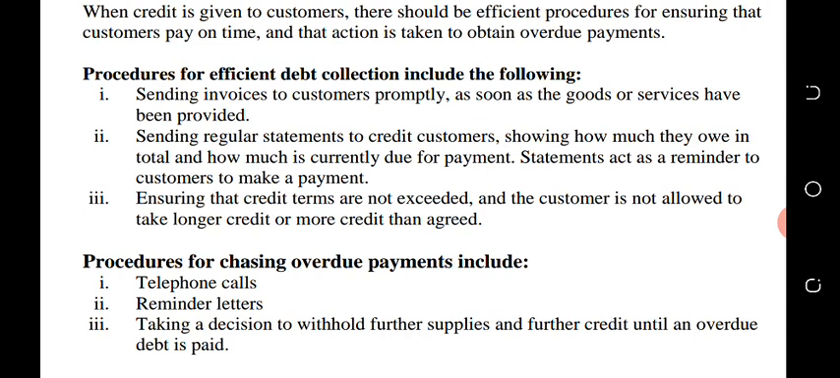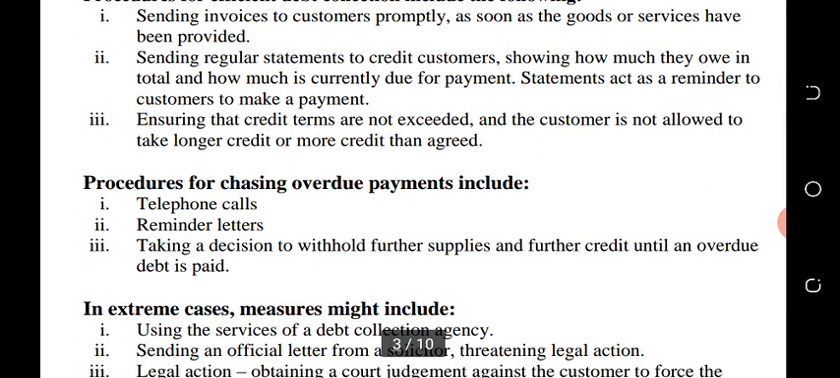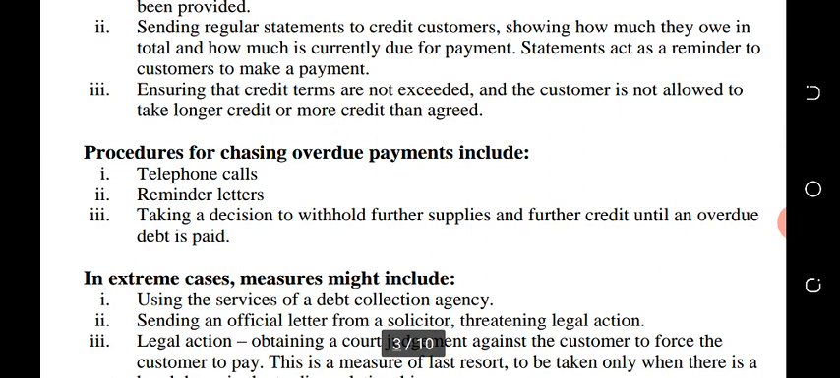Two, sending regular statements to credit customers showing how much they owe in total and how much is currently due for payment. So you should always send them statements, to remind them of their account. This is how much they are owing and how much is overdue or is due. Three, ensuring that credit terms are not exceeded and the customer is not allowed to take longer credit or more credit than agreed. So you should be able to know that the credit terms are not exceeded. So you should not give a customer credit above their credit limit. So that is also a procedure for chasing overdue payments.